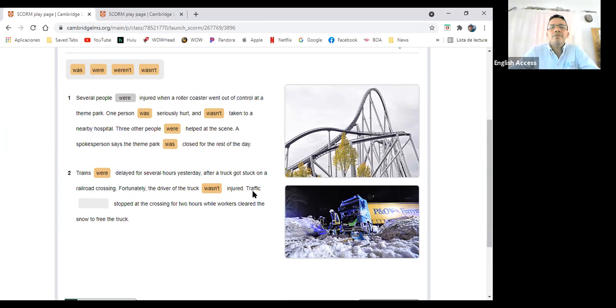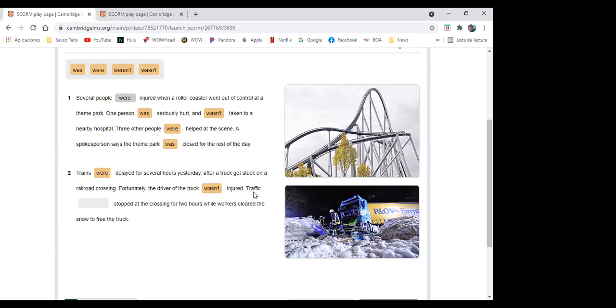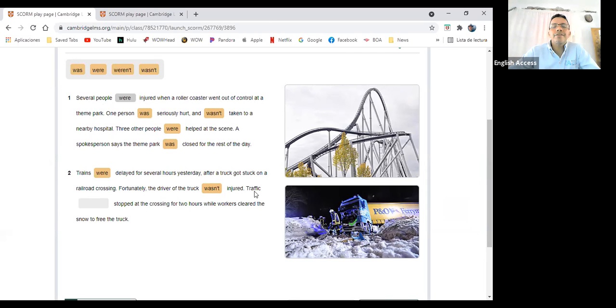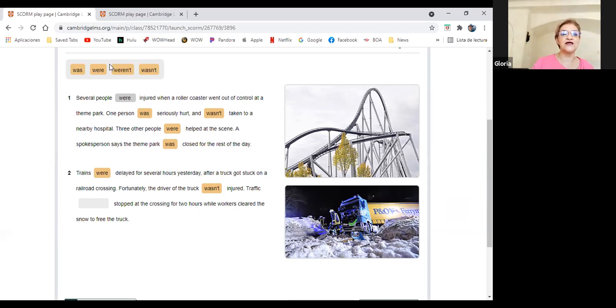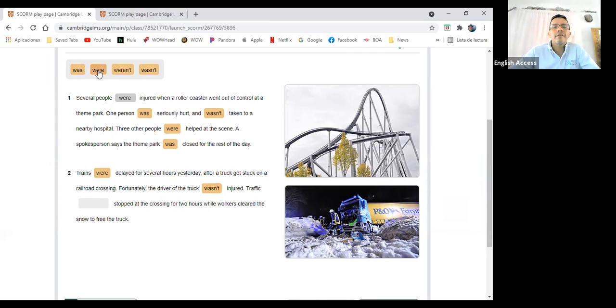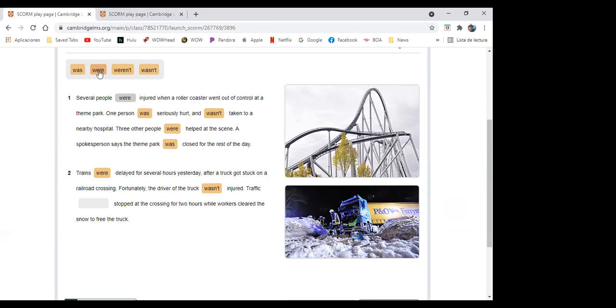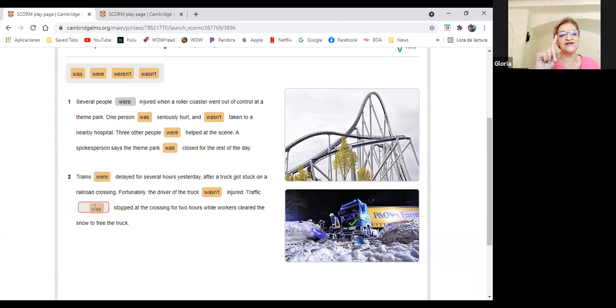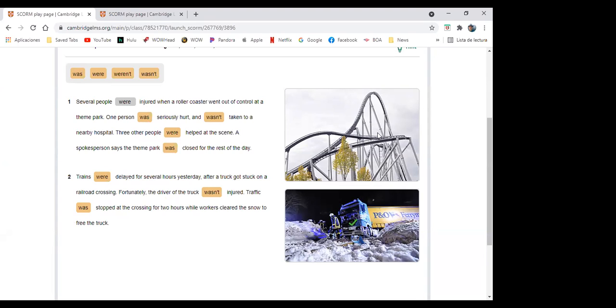Gloria, do you have any idea of the last one? Traffic? My street is very noisy, sorry. Okay, traffic were stopped at the crossing for 2 hours while workers clear the snow and free the truck. Was or were? Teacher, well, traffic is singular. It's one single. Was, teacher. It is singular, is one.